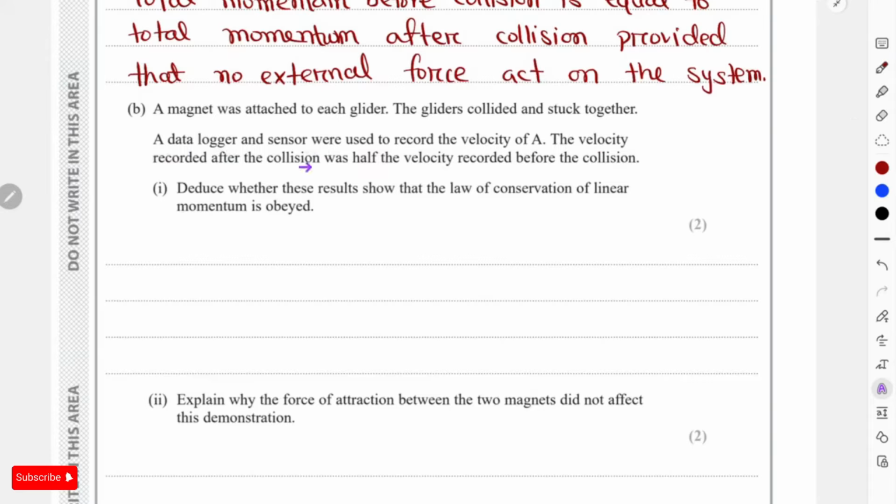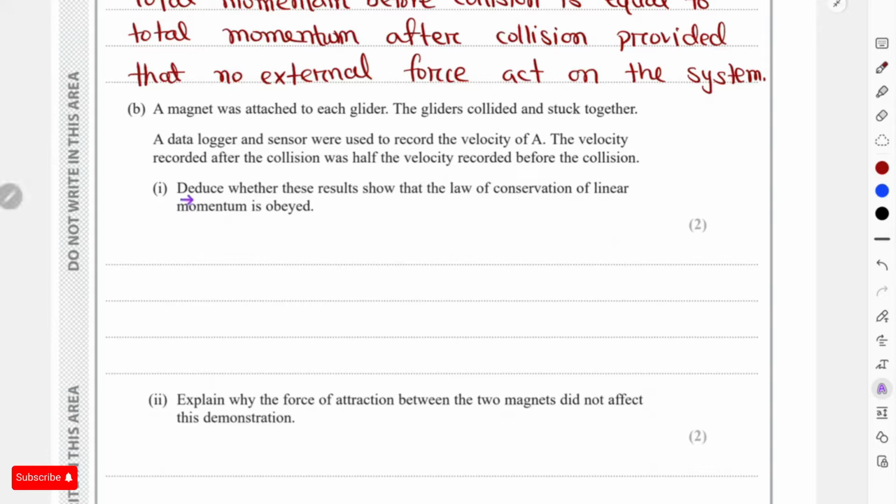Now the data logger and the sensor were used to record the velocity of A. The velocity recorded after the collision was half the velocity recorded before the collision. After glider A and glider B got attracted and attached to each other, they would both travel in some direction. They are indicating that before the collision, while the magnets were still active, the attractive forces were still acting on those gliders. The velocity they had in that situation was twice the velocity after collision, when they combined together and started traveling in the same direction.